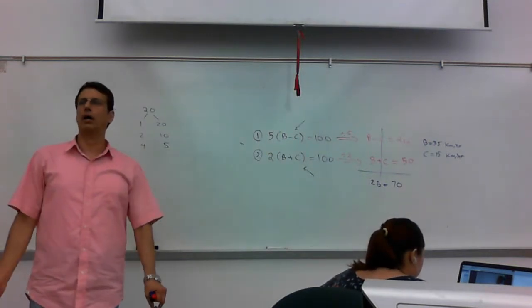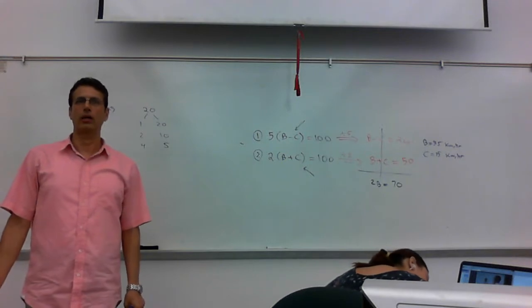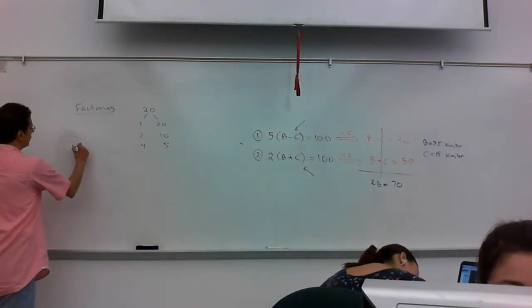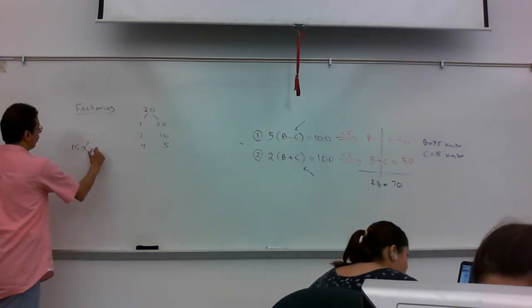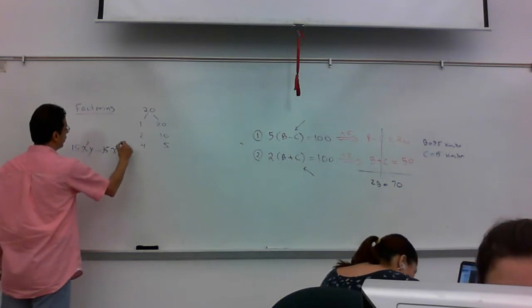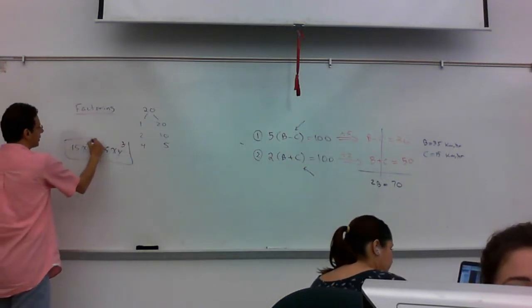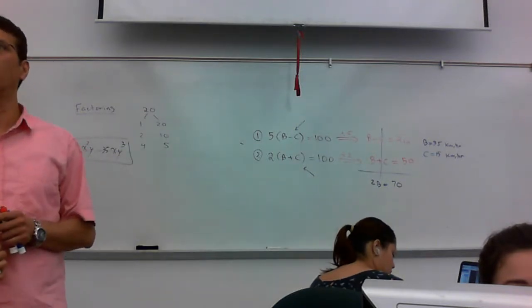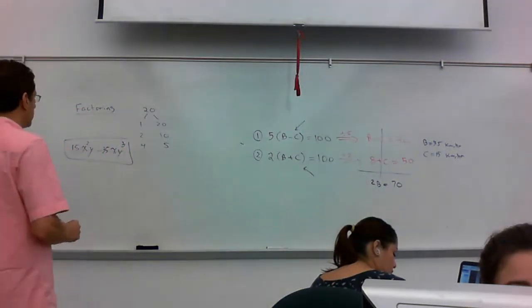Now, when we do an algebraic expression, it works the same way. A simple example, if I start with 15x squared y minus 35xy cubed, and I say, okay, I want to factor this out. The very first thing that I look for is what's called the GCF.